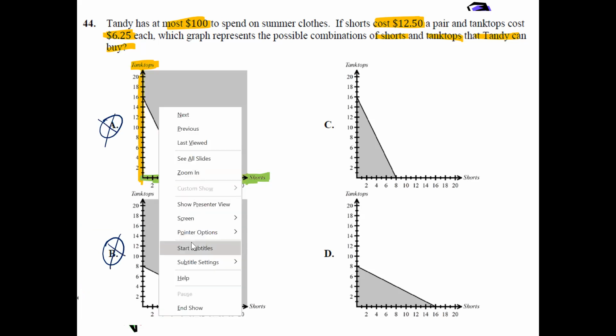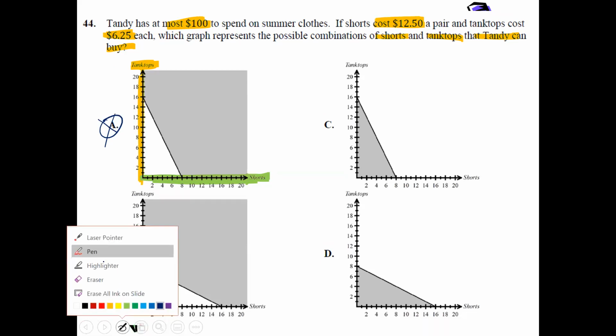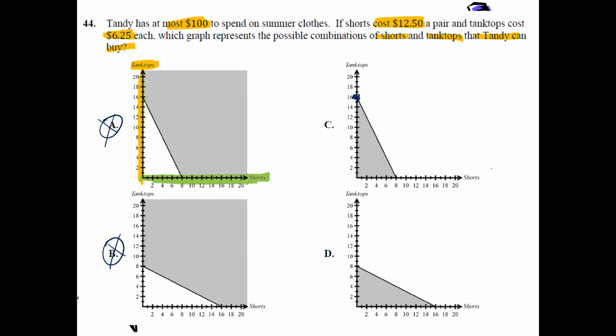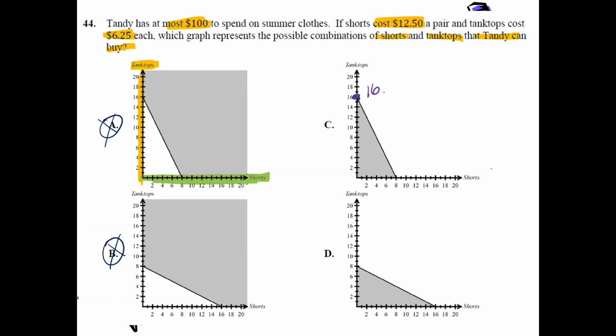And if you're not sure what the answer is, you can always look at the answer here at the very back. This is question number 44. So the answer is C as in cat. So let's figure out why that is. With C, how many tank tops does Tandy buy? It looks like she has 16 tank tops. How many shorts? 8 pair of shorts.